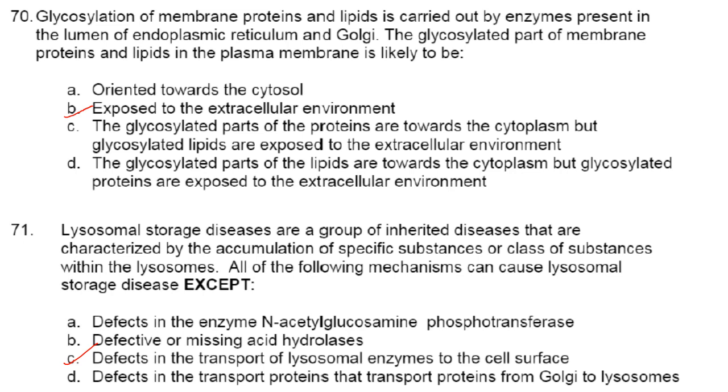Then next one. Lysosomal storage diseases are a group of inherited diseases that are characterized by accumulation of specific substances or classes of substances within the lysosomes. All of the following mechanisms can cause lysosomal storage disease except? Defects in the enzyme N-acetylglucosamine phosphotransferase. It causes I-cell disease or mucolipidosis II.